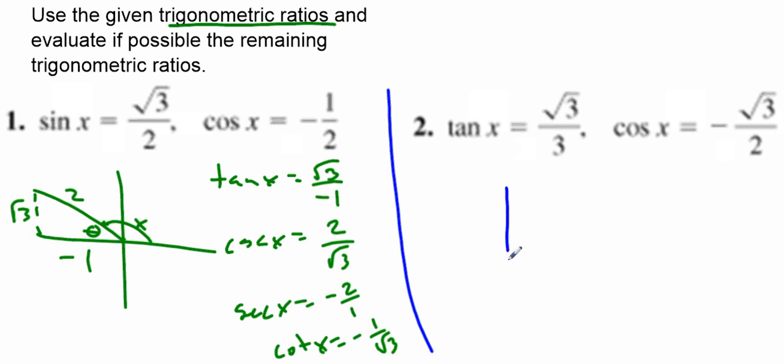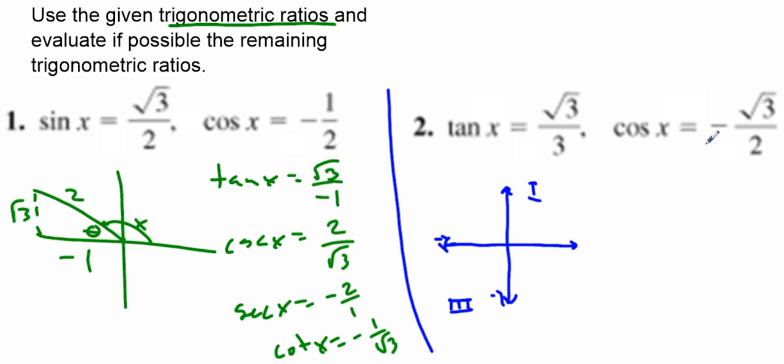If I draw my little coordinate axis here, we're going to find out where tangent is positive. I know tangent is positive because square root of 3 over 3 is positive. Tangent is positive in the first and also in the third quadrant, because we have negative x values and negative y values there. Negative over negative makes it positive, and positive is always in the first quadrant.